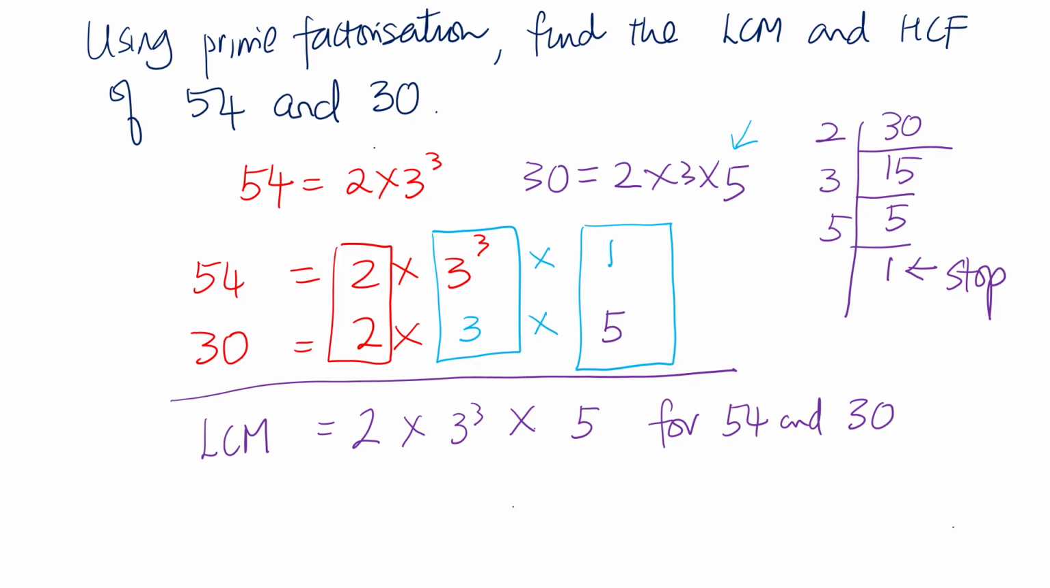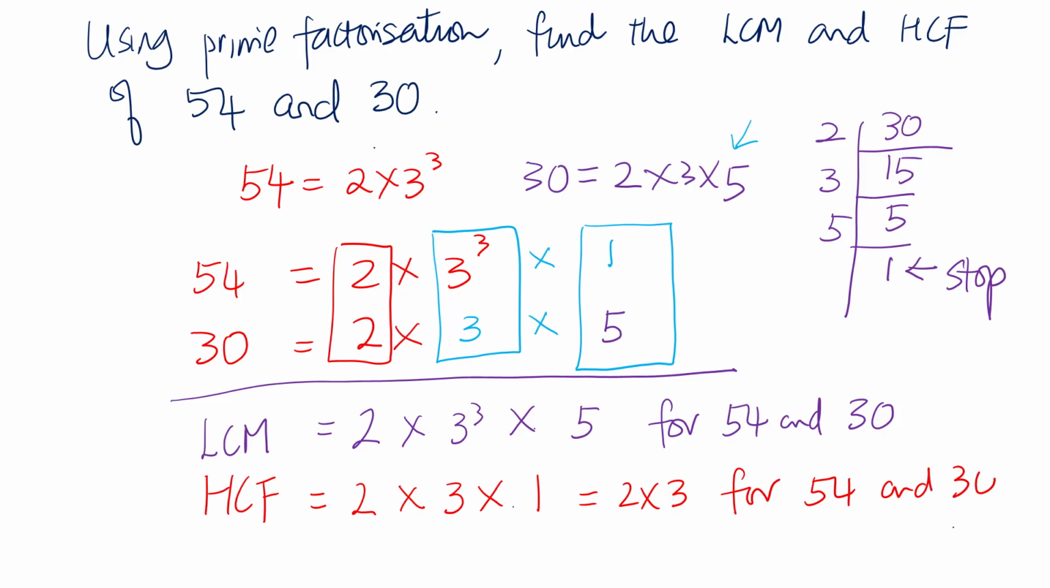Then to find the HCF, we will get the smallest of the 2 numbers. So 2 and 2, obviously you have to choose 2 because that is the only number you have. 3 cubed and 3, you choose 3. 1 and 5, you choose 1. So 2 times 3 times 1, which is 6, will be the HCF for 54 and 30.